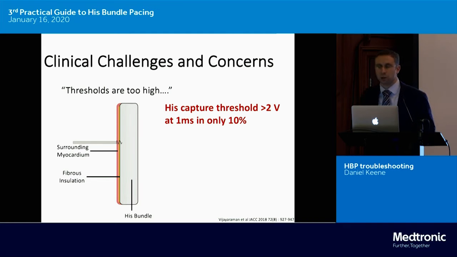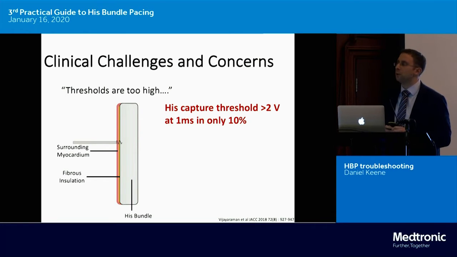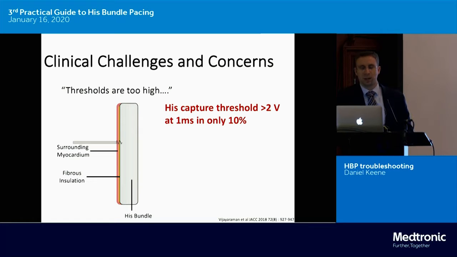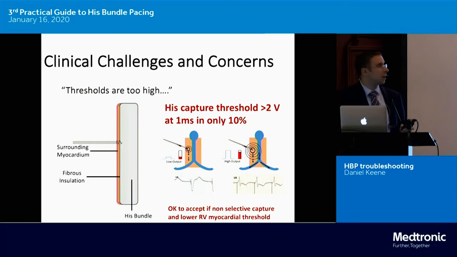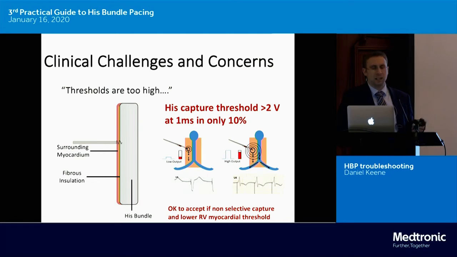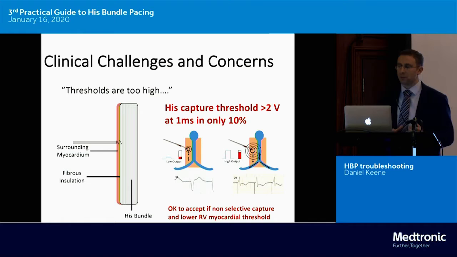Now, I think it is fair to say that HIS capture thresholds are typically higher than RV thresholds. That being said, HIS capture thresholds that are more than 2 volts at 1 millisecond are only reported in approximately 10% of patients at implant. But what is worth noting is that sometimes, even with these higher than ideal thresholds, you can accept them. Why? Because you don't necessarily need to apply such a large safety margin.